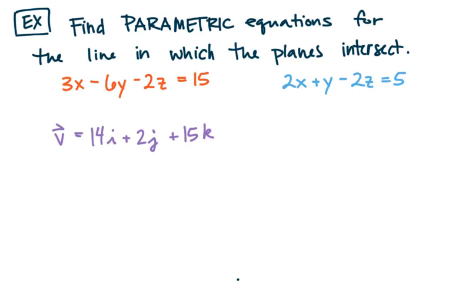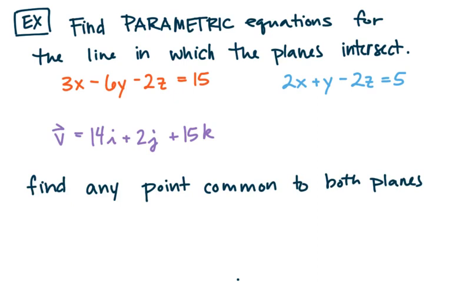So this was the vector parallel to the line. To find a point on the line, we need to take any point common to both planes. So we're going to find a point that exists on both planes simultaneously. This can be found by setting any variable in both equations for the planes equal to a constant. It's easy to pick one variable equal to 0. I'm going to say let z equal 0.